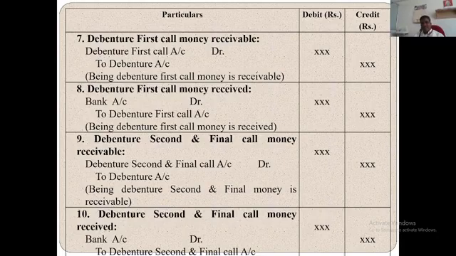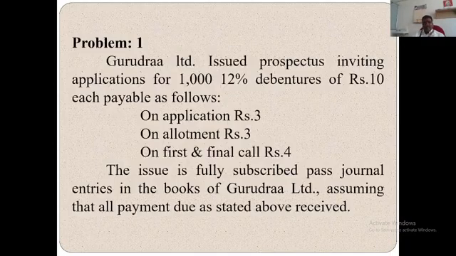Next, debenture second and final call money due: debenture second and final call account debit to debenture account. Debenture second and final call money received: bank account debit to debenture second and final call account.